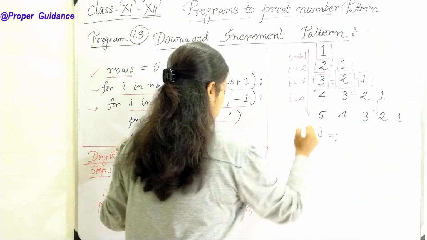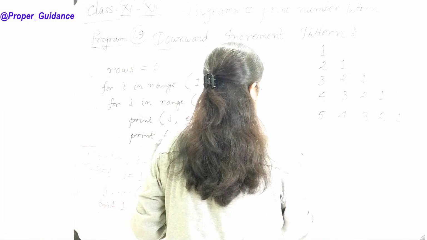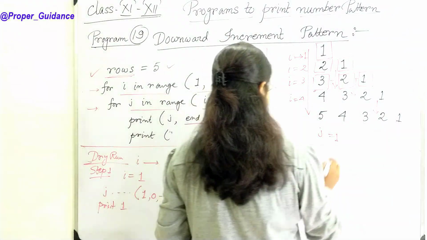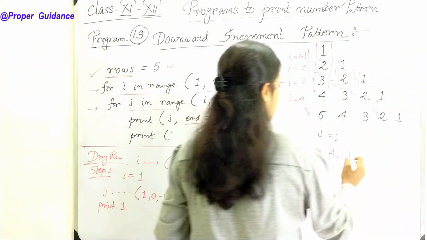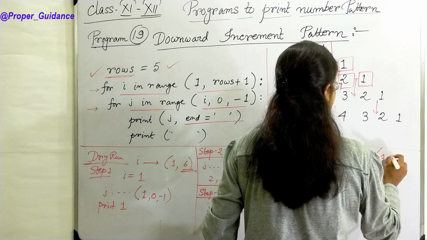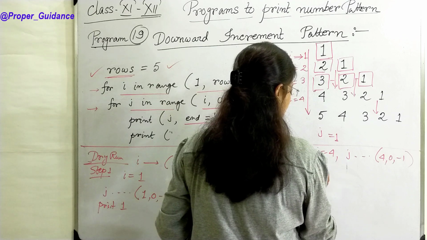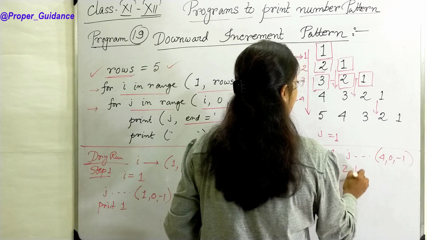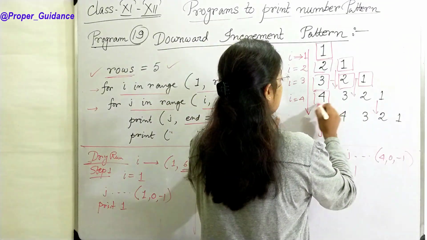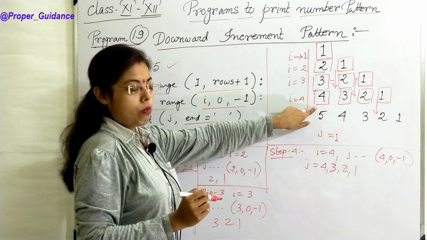And when i equals 4, that is step number 4, we get i equals 4 and j is ranging from 4, 0, minus 1, and it will produce the values for j: 4, 3, 2 and 1. Look here, we get these values 4, 3, 2, 1. Four values are displayed when i equals 4.